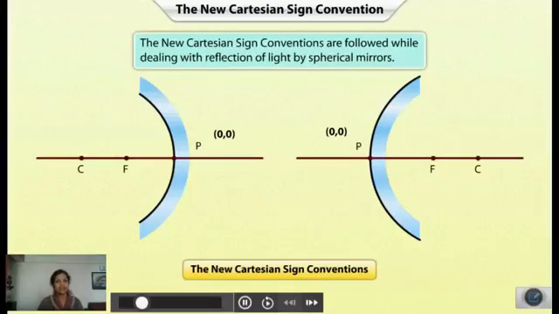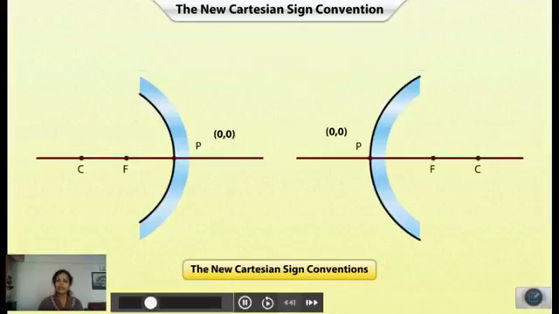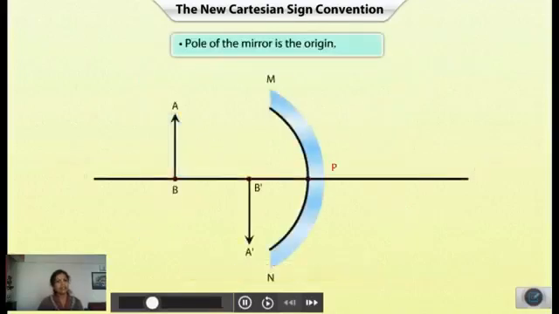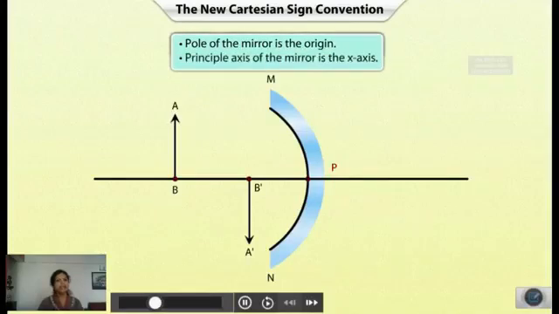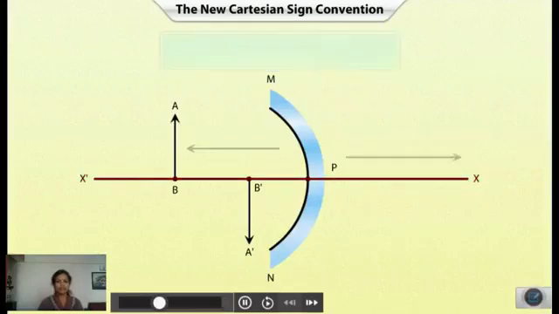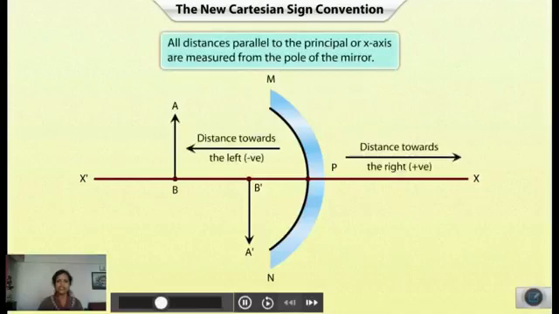Now we use Cartesian sign convention because we have numericals based on this chapter. During that time, this is very important for all of us. So as I said, pole is considered as the origin of the mirror. Let's consider only a concave mirror wherein pole is the origin and principal axis is considered as the x-axis. So bring the graph in front of your eyes. Pole is origin, principal axis is x-axis.